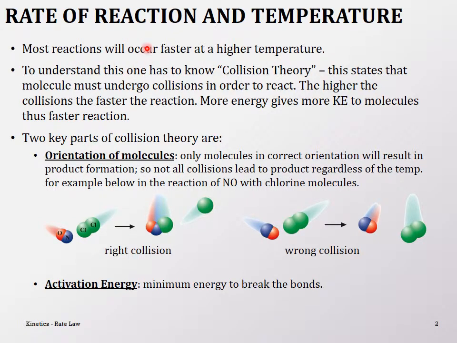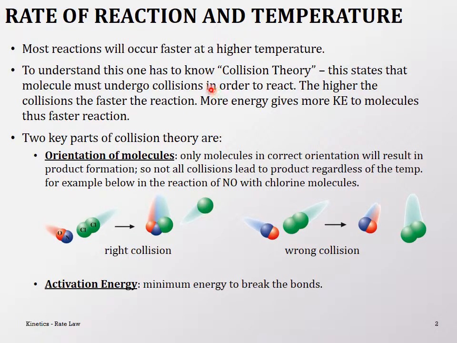To understand how reactions go faster at higher temperature, we have to talk about what is called the collision theory. The collision theory also explains how the mechanism of the reaction works. What the collision theory states is that molecules have to undergo collisions in order to react. If they don't collide, then the reaction is not taking place.